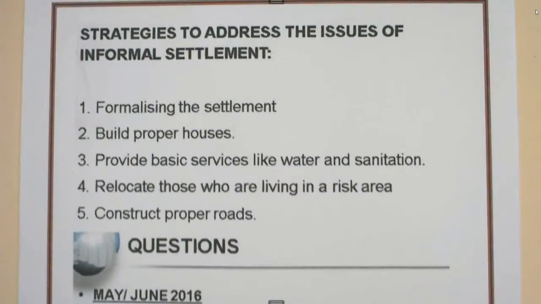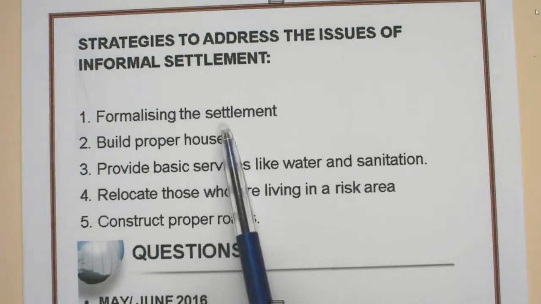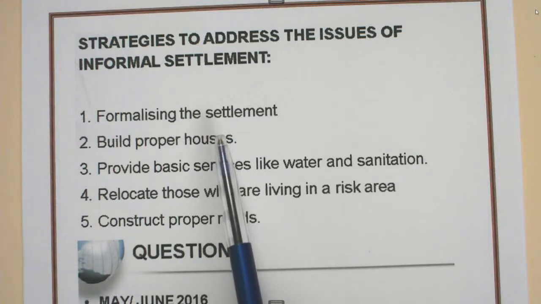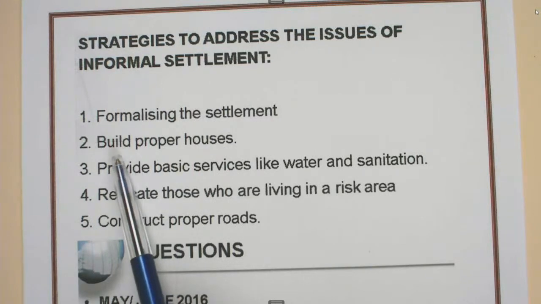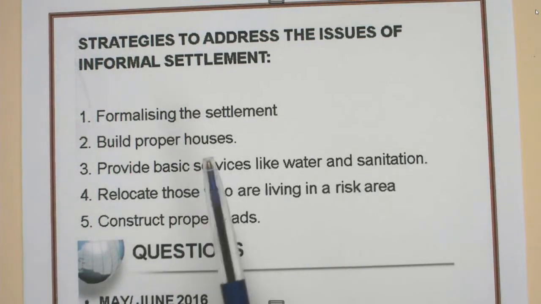Now let us look at the strategies to address the issues of informal settlement. Firstly, the government must work hard to formalize the settlements so that they are able to get services, especially infrastructure, sanitation, etc. And also build proper houses.